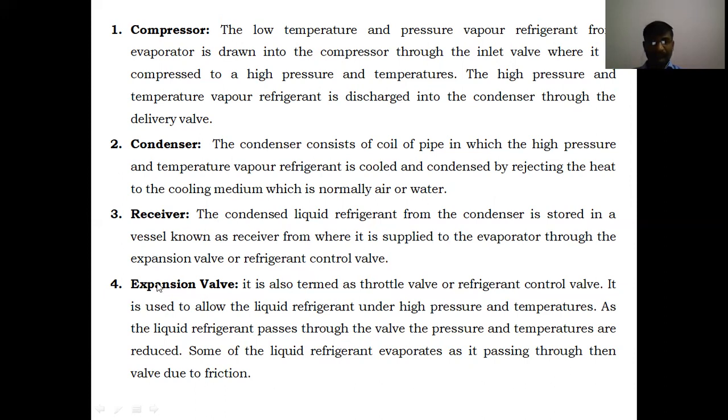Okay, this receiver is placed between the expansion valve and the condenser. Expansion valve function: it is also termed as throttle valve or refrigerant control valve. It has 3 names: expansion valve, throttle valve, or refrigerant control valve. It is used to allow the liquid refrigerant under high pressure and temperature.